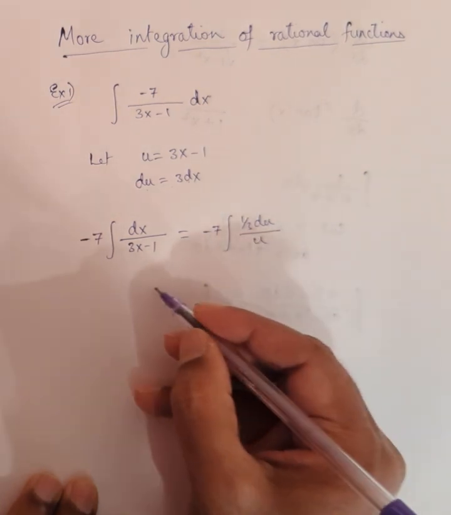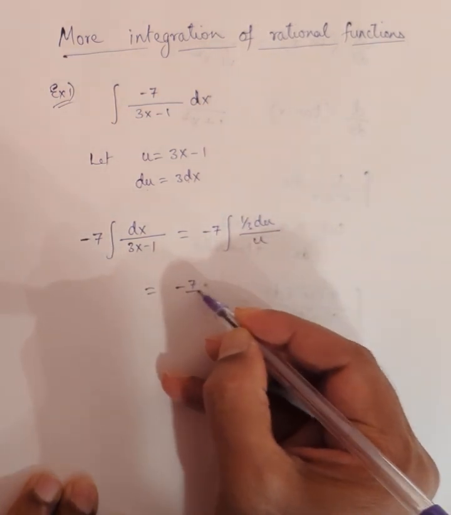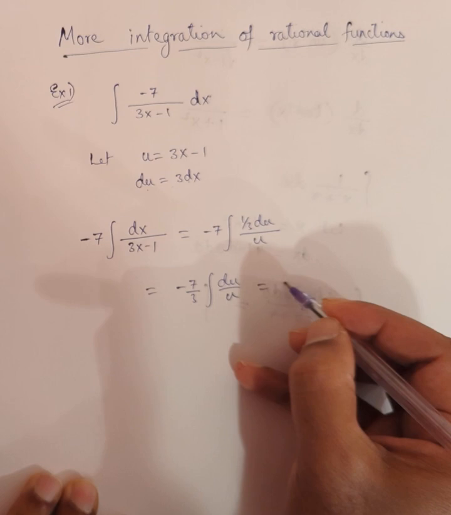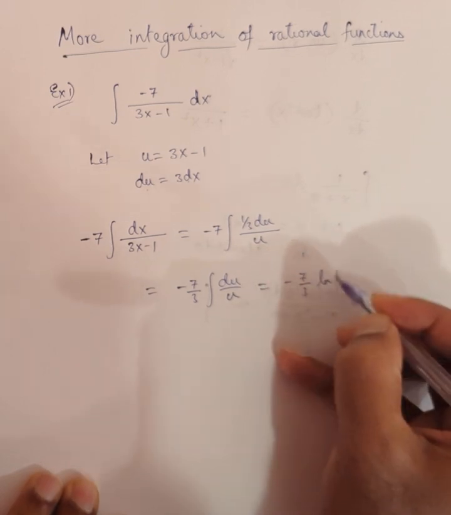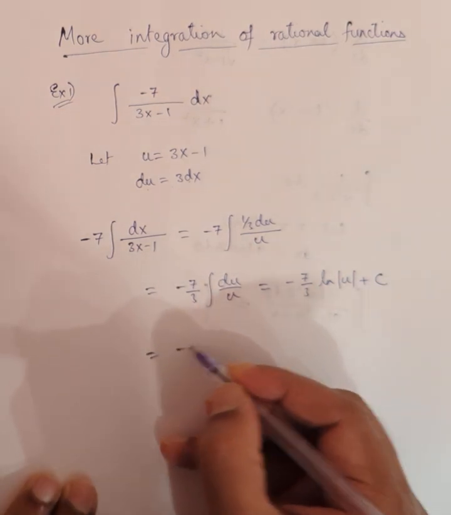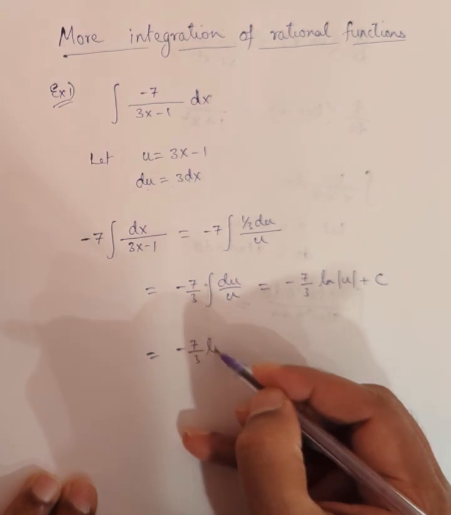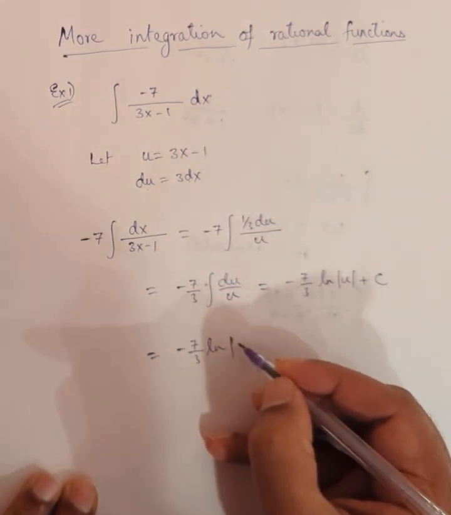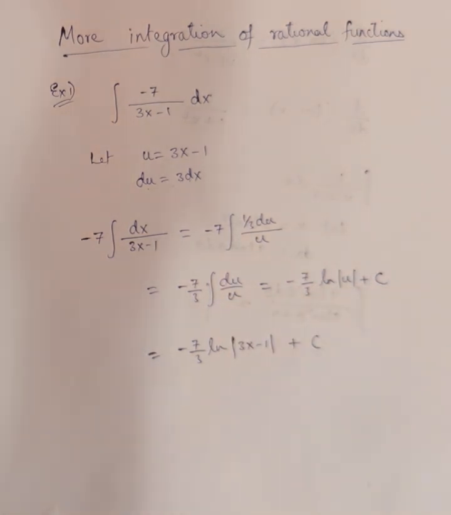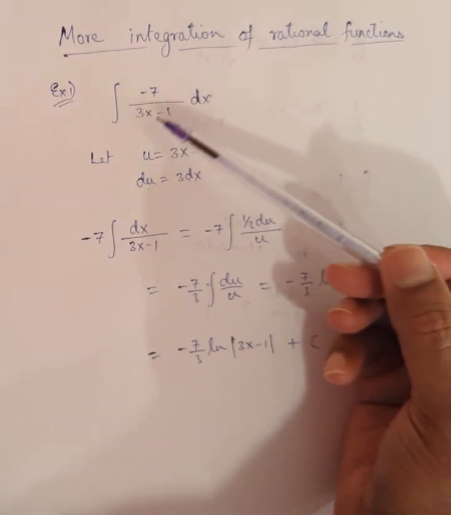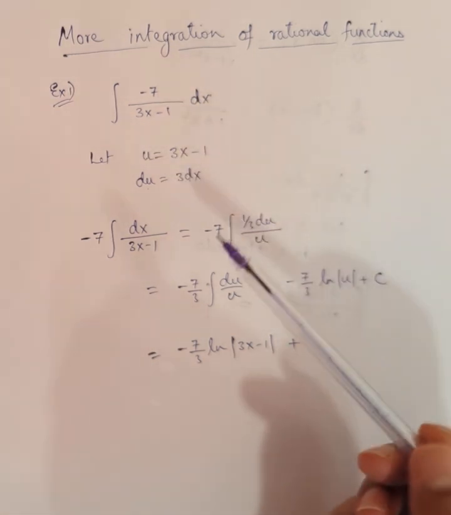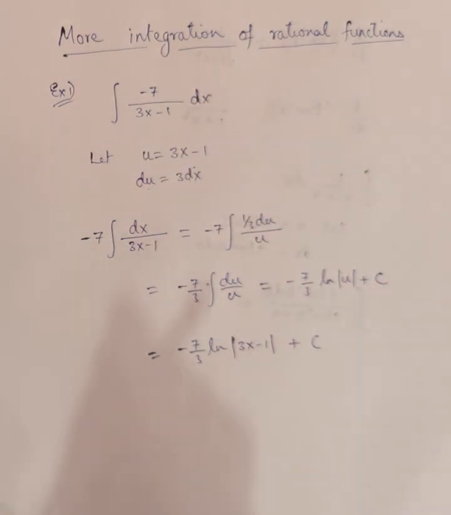over u. And this happens to be -7/3 integral of du over u, which is -7/3 ln absolute u plus c, and that happens to be -7/3 ln absolute of 3x minus 1 plus c, since u was 3x minus 1. So to summarize, if you have a linear polynomial in the denominator, your numerator will always be constant, that can be pulled out, and a u substitution will always work.